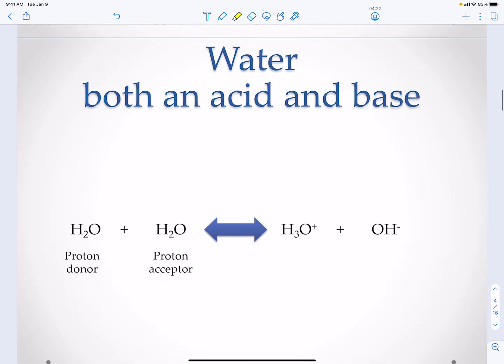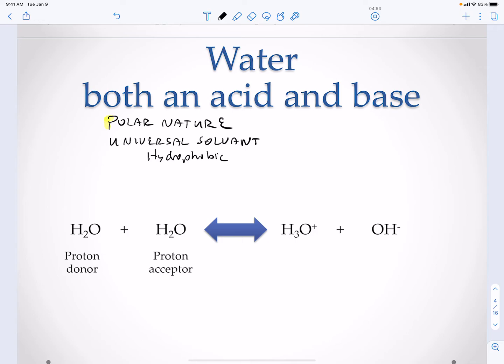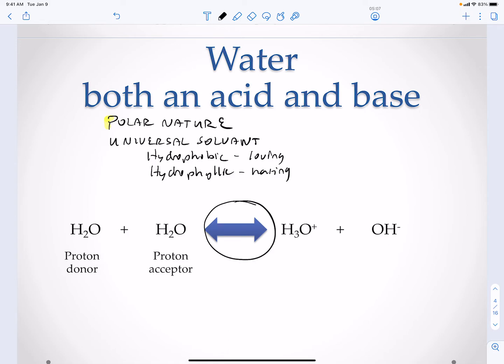Now, water is both an acid and a base, and remember, water has a polar nature. And so water can attract and soak up other polar molecules, so it is the universal solvent. Of course, we have hydrophilic, which means water-loving, and hydrophobic, which means water-hating. Water, of course, is going to be in some sort of equilibrium. Water can act as a proton donor as well as a proton acceptor. Oftentimes when you write chemical equations involving water, you don't actually include water in the chemical equation. It's just assumed to be there. So sometimes you don't see it, usually maybe just an aqueous environment noted on the arrow, for example.